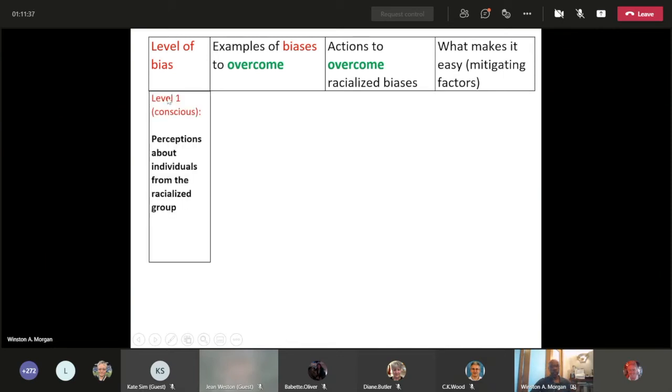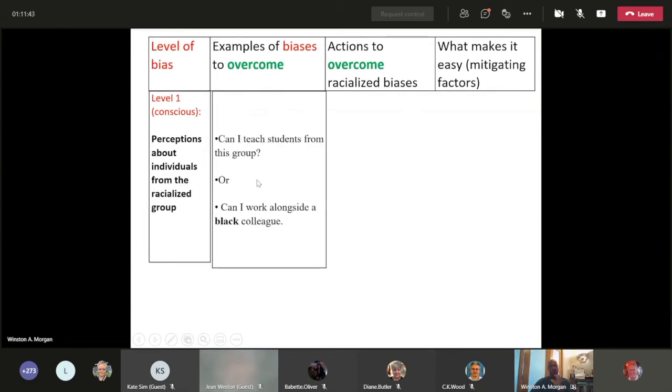So if we start with the level one types of bias, these are simply perceptions about individuals from a particular racialized group. So this is an interesting one. Normally, to be able to teach BME students, you just have to think, can I teach students from this group? Now, this might sound pretty basic, but when I was a student, that was actually a challenge for some academics. Another example could be, can I work alongside a black colleague? All of these things, if we go back a period of time, those were challenges for a lot of people.